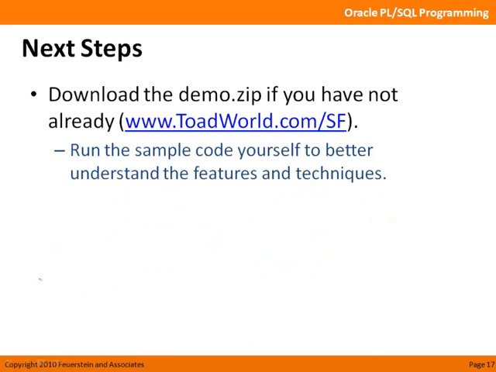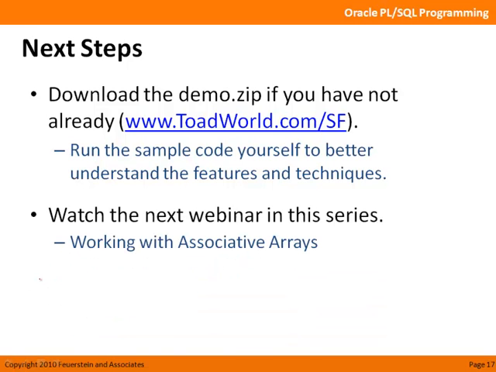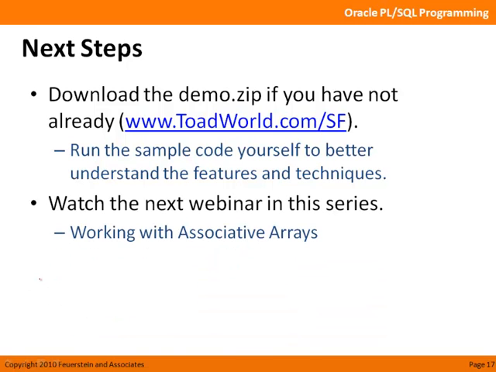Next steps. If you haven't already done so, download the demo zip script. Try out all the different files in this lesson. There are a lot of examples, and you should make sure that you understand exactly what's going on in each of those different scripts. And then watch the next webinar in the series, which is working with associative arrays, the most interesting, complex, and flexible of the different collection types.